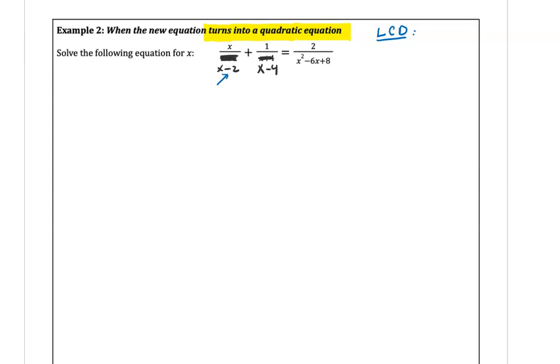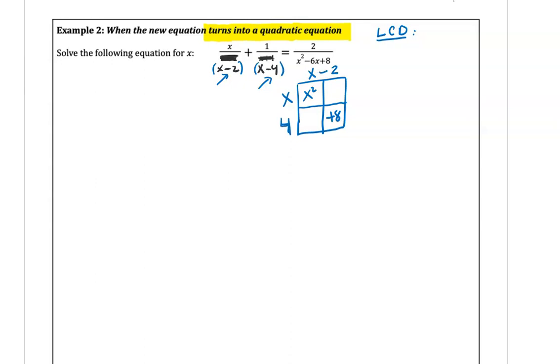Here I see a denominator of x minus 2. In the second fraction, I see a denominator of x minus 4. And then in my third fraction, I see a denominator that I still need to factor. I don't know what the factors of it are yet, but I will take a look at how I could break it down. So I noticed that if I multiply 2 and 4 together, that'll get 8.